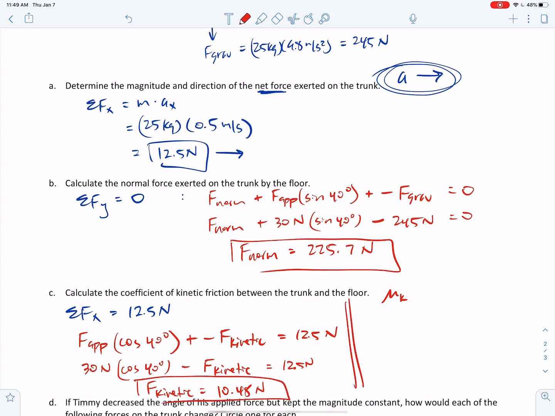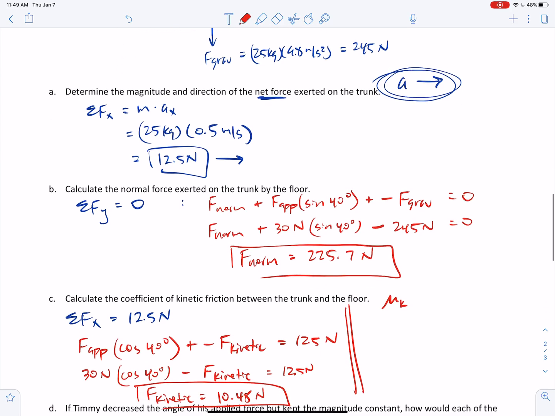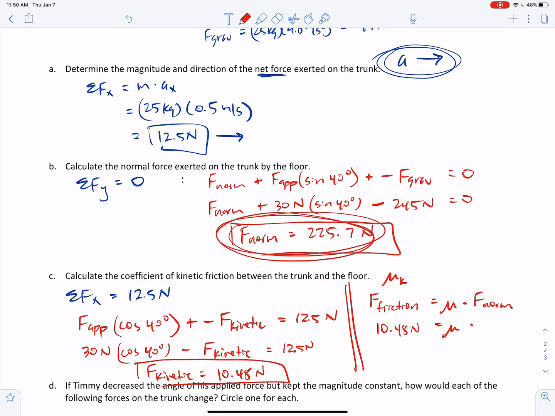Now, part two, I'm going to continue. Now that I know what the force of kinetic friction is, I'm just going to go ahead and label that on my diagram up here. So this is 10.48 newtons. Now that I have that force, I can get the coefficient this way. By definition, the force of friction on any object is equal to the coefficient times the normal force. Okay? Well, the force of friction is 10.48 newtons. The coefficient is what I'm looking for. And the normal force I have from up here, right? I already found that one.